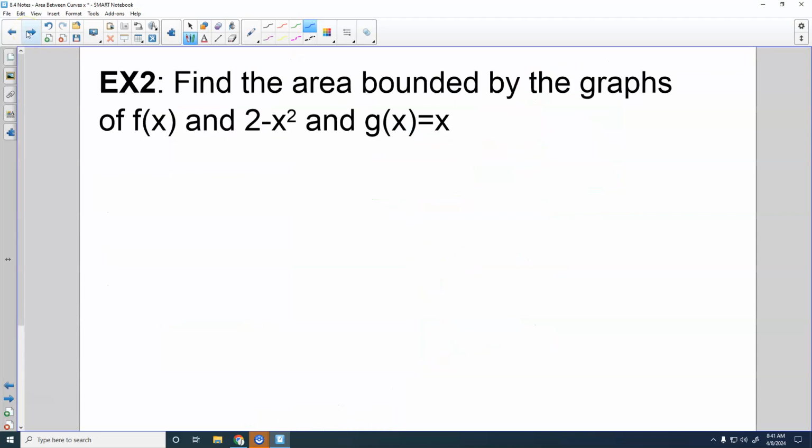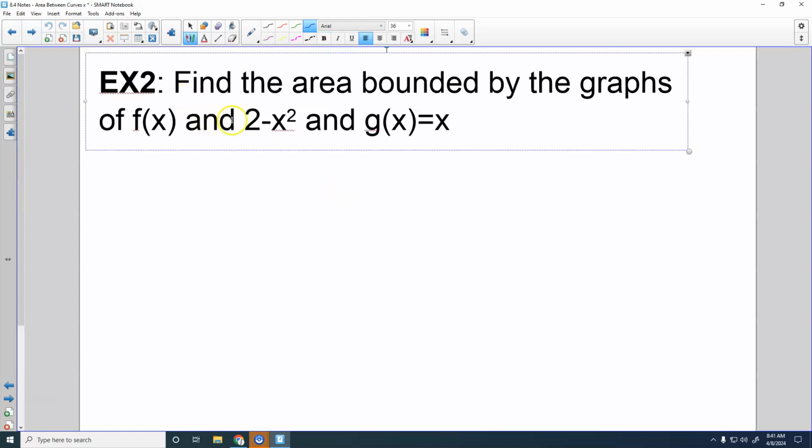All right, so if we look at 2, this is still one that would be calculator active. Find the area bounded by the graphs of f of x equals 2 minus x squared. I don't know why that is an and instead of an equals right there. That should say equals. And g of x equals x.